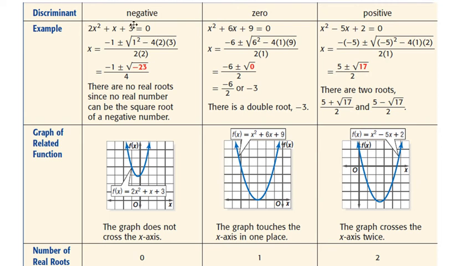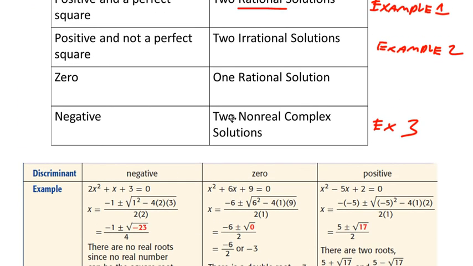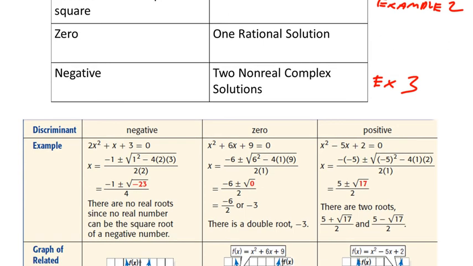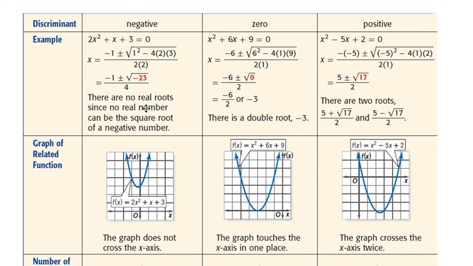Okay, so if this is our quadratic, and again, remember, the discriminant is just this part, right? It's just the 1 squared minus 4 times 2 times 3. Well, notice that it's a negative number, right? It's negative. And we learned up here that if the discriminant is negative, we're going to have two non-real complex solutions. Non-real. Okay, so that's why it says that there are no real roots, since no real number can be squared, right? So that means that there are no real roots. It's going to be an i.